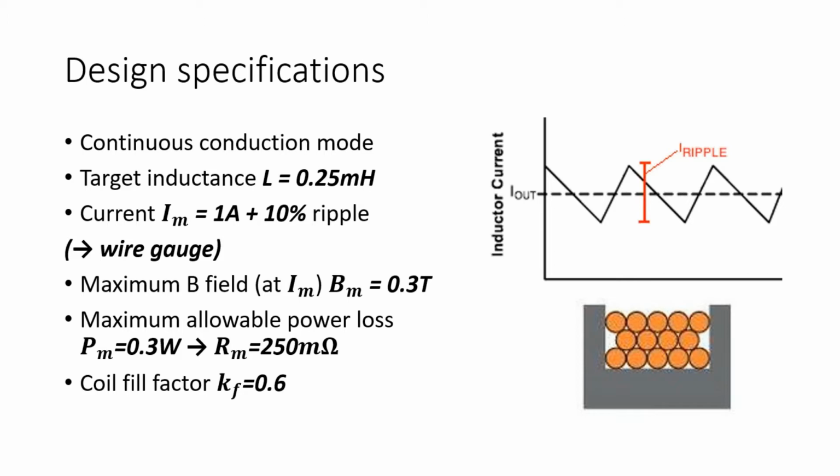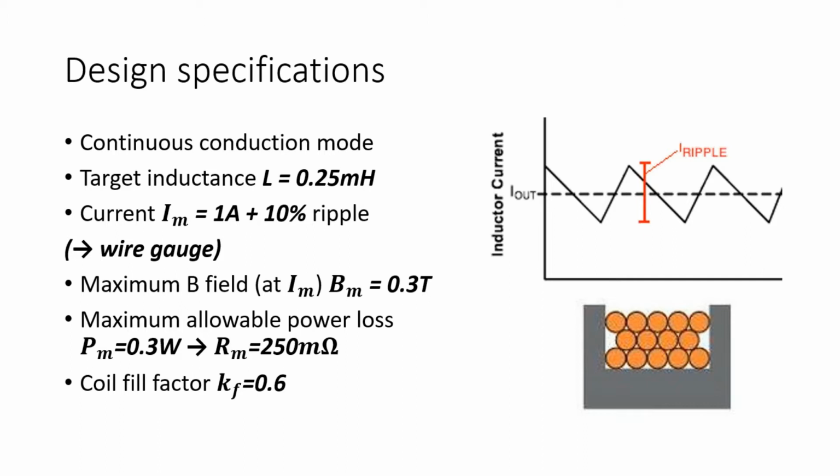Another thing we can conclude from these specifications, being continuous conduction mode and only 10% ripple, is that the core loss is not going to be very important. The AC component of the current is not very significant, meaning that most of our losses are going to be in the copper. The inductance value we are targeting is 0.25 millihenries.